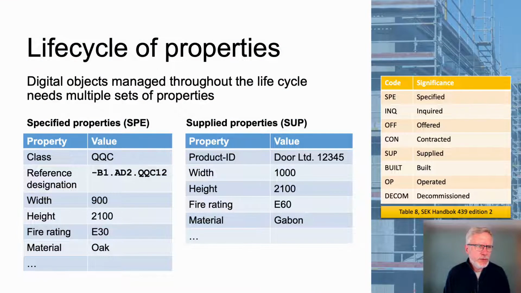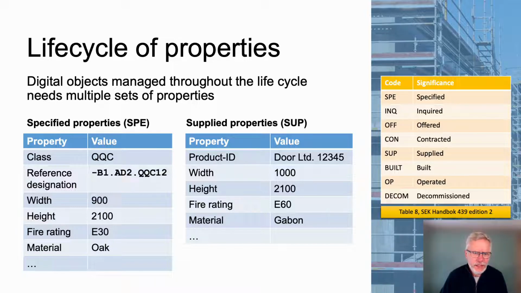So CoClass also proposes how you describe the life cycle of the properties. This is based on an IEC standard. They have a standard for the life cycle. So SPE is for a value that is specified, INQ for inquired, OF for offered, and so on. So if you label the properties, you can then see that a value perhaps changes.